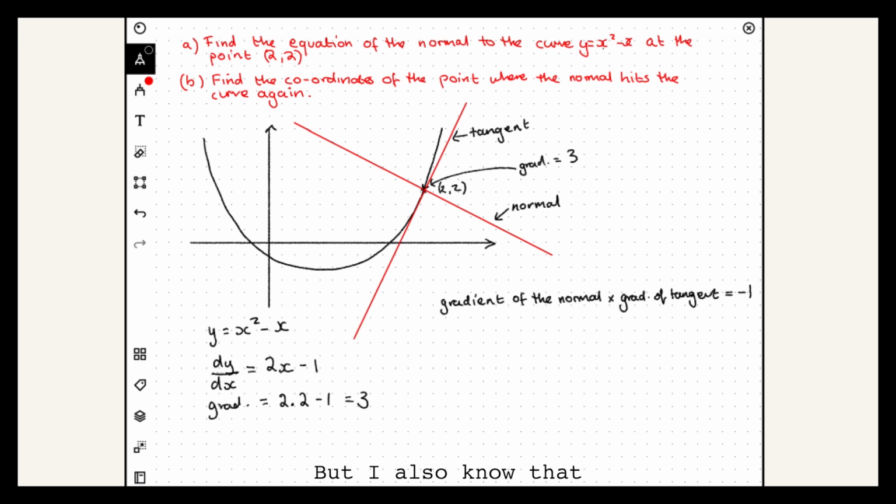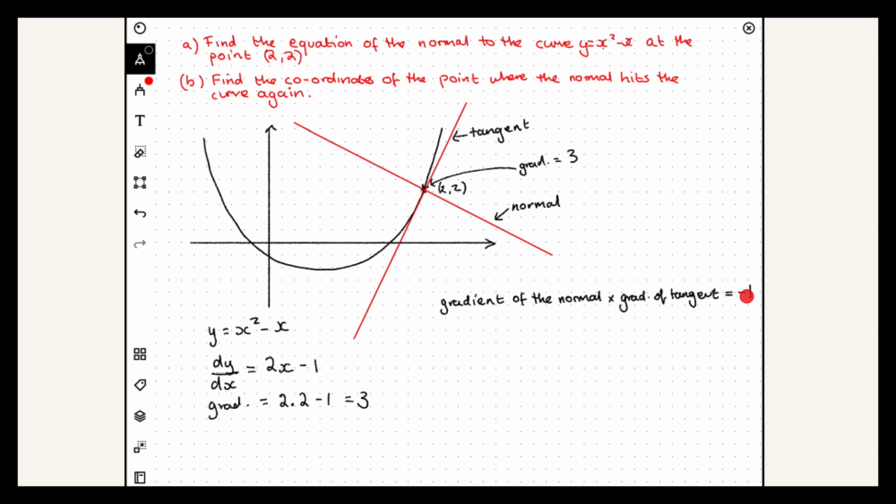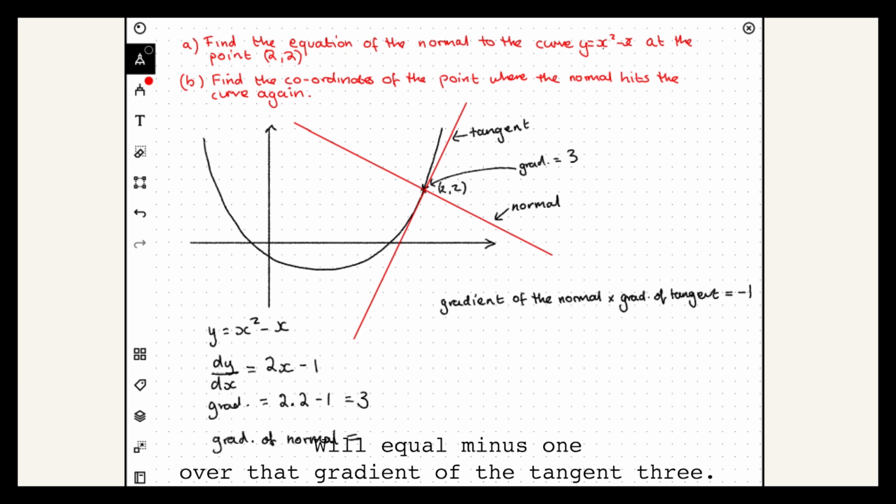But I also know that I want to find the equation of the normal, and I know that the gradient of the normal multiplied by the gradient of the tangent is -1. So if my gradient of the tangent is 3, then my gradient of the normal will equal -1 over that gradient of the tangent, 3. So I have a line now for the equation of the normal.